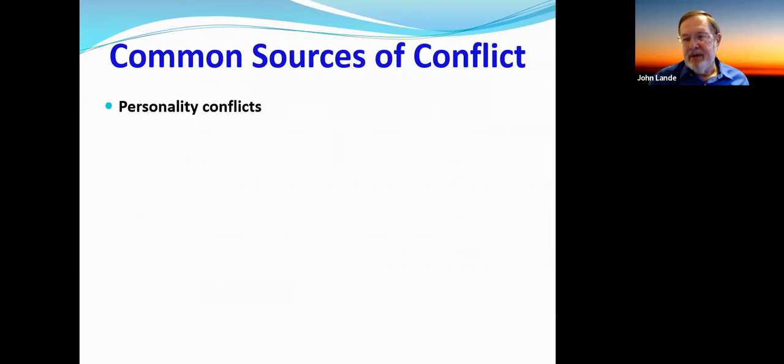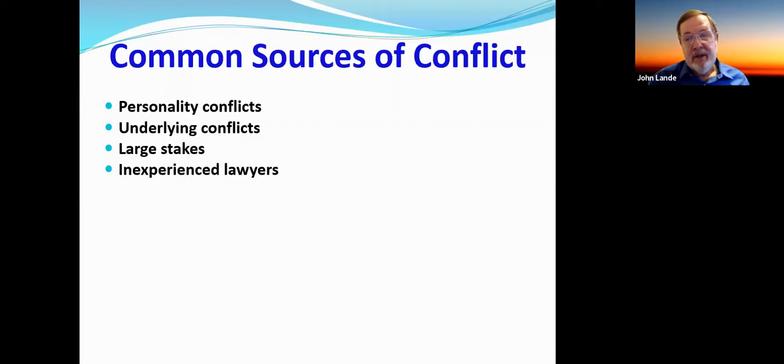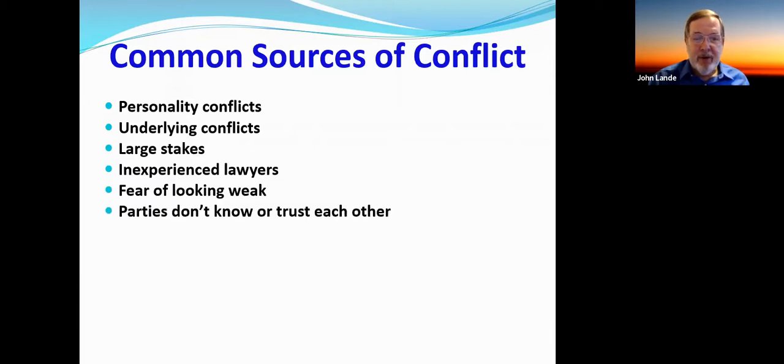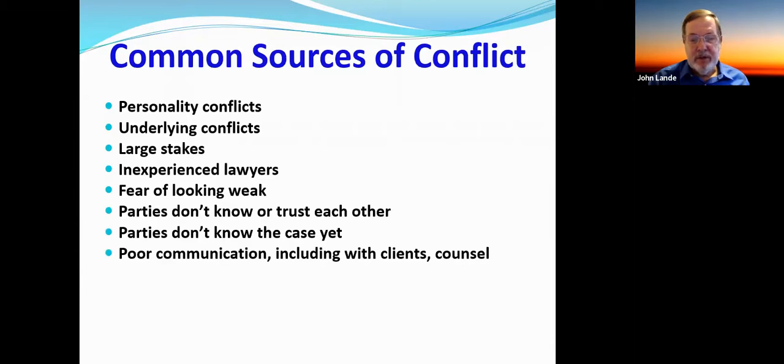Personality conflicts. People get into disputes because they just can't stand each other. They may have had a long-standing relationship and something comes up and they make a dispute out of it. There may be a lot at stake, and that may be prompting them to want to have a dispute because they either think they can gain a lot or that they're at risk of losing a lot. Sometimes there's conflict because the lawyers are inexperienced and they don't know what they're doing. Parties are afraid, and lawyers are afraid of looking weak, and so they're going to take a tough posture. The parties don't know or trust each other. Parties don't know their case yet. Poor communication, sometimes between the lawyers and the clients and between the lawyers themselves.